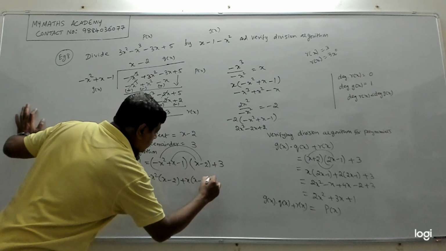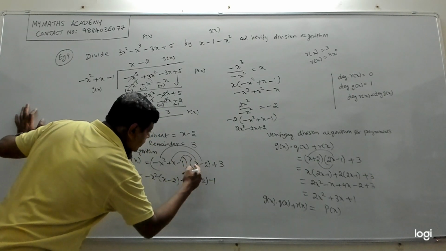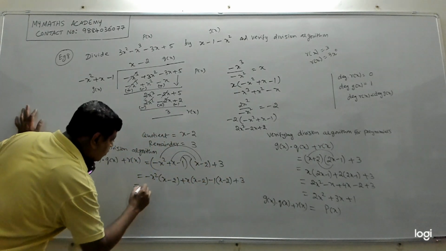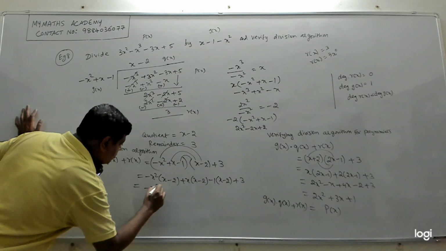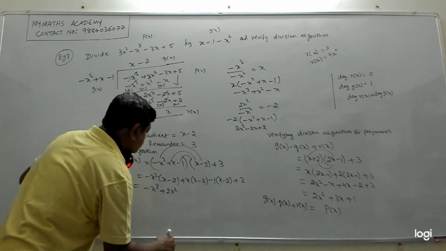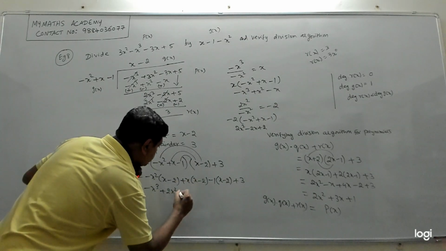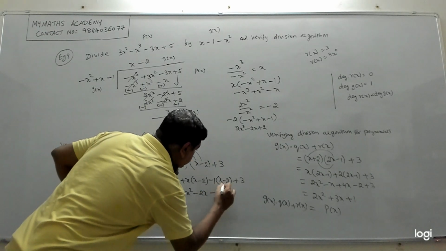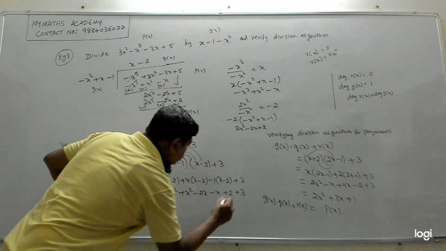Then minus 1 into again this whole thing, x minus 2 plus 3. That is equal to minus x square into x is minus x cube. This is plus 2x square. Minus x square into minus 2 is plus 2x square. And x into x is x square. X into minus 2 is minus 2x. Minus x is plus 2 plus 3.